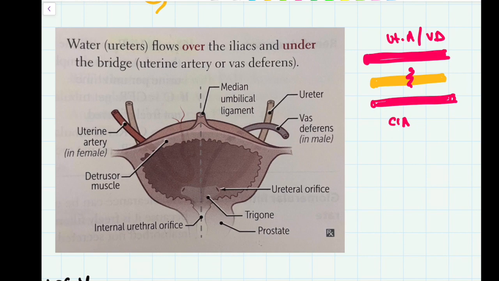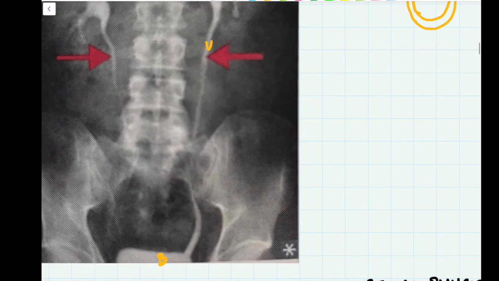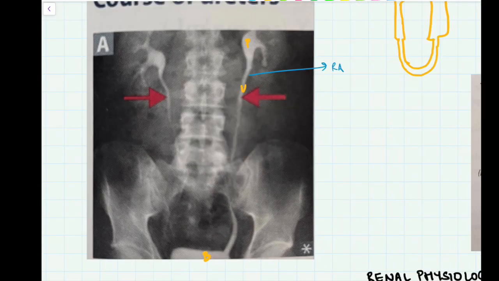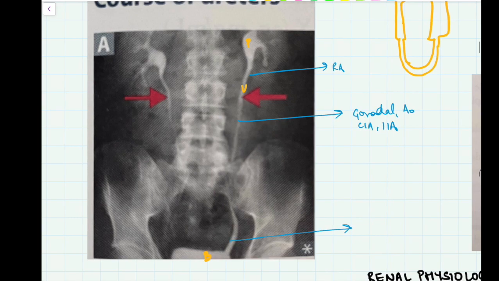Now the blood supply of the ureter is by the renal artery proximally. The mid ureter is supplied by the gonadal artery, as well as direct branches from the aorta, common iliac and internal iliac artery, while the distal ureter is supplied by the internal iliac artery as well as the superior vesical artery.